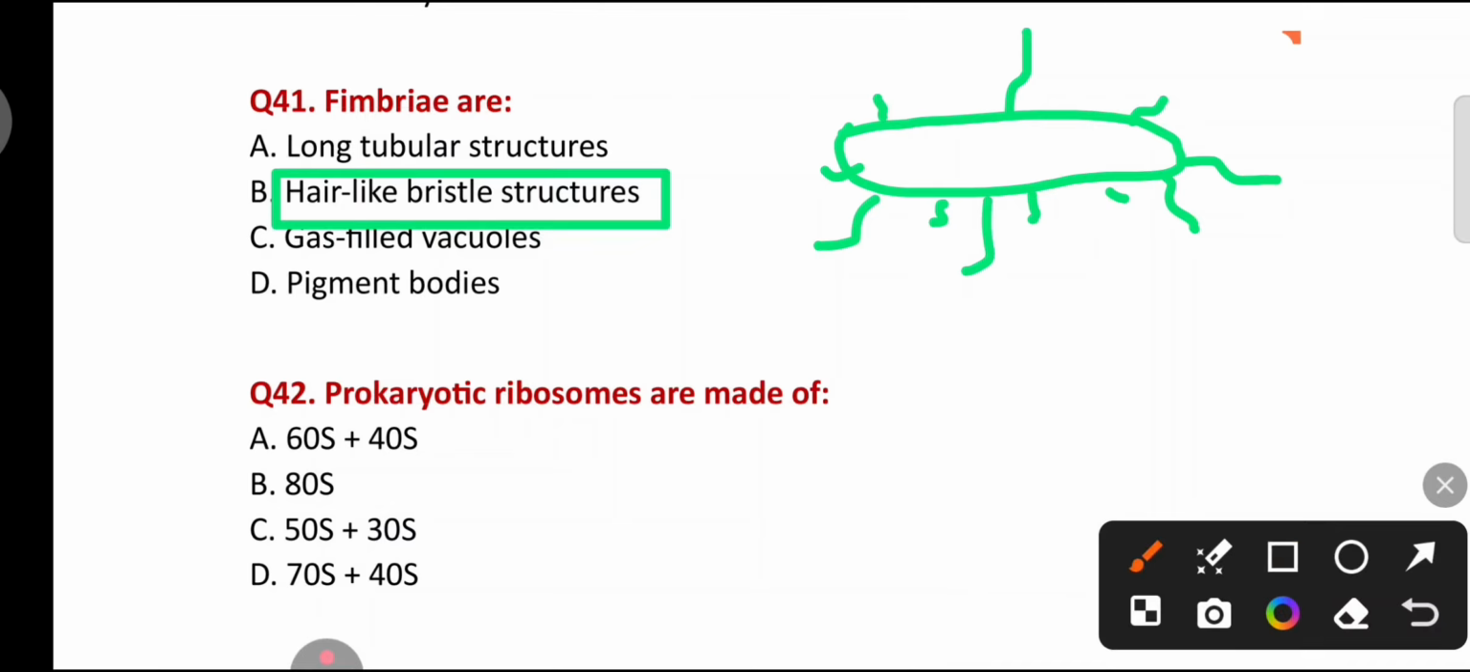Prokaryotic ribosomes are made up of 60S plus 40S, 80S, 50S plus 30S, 70S plus 40S. Their ribosomes are 70S type of ribosome, and this contains two subunits, one larger 50S subunit and one smaller 30S subunit. So option C is correct.